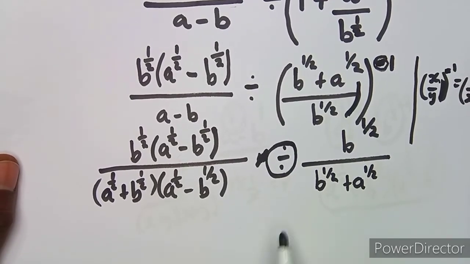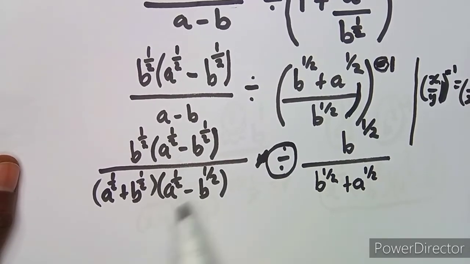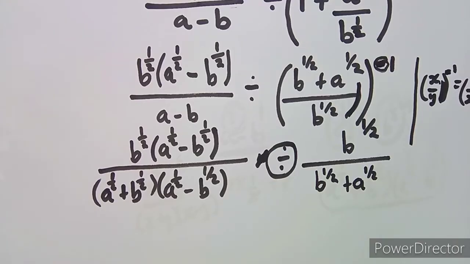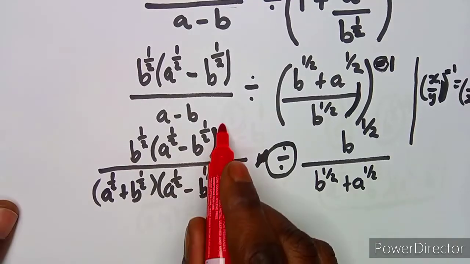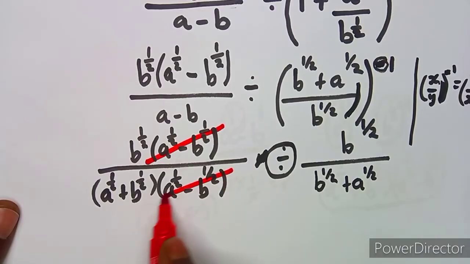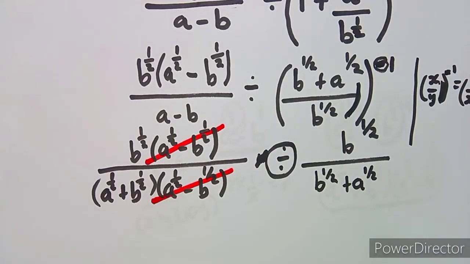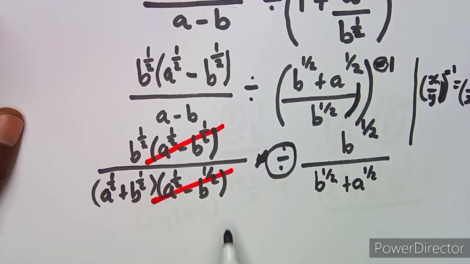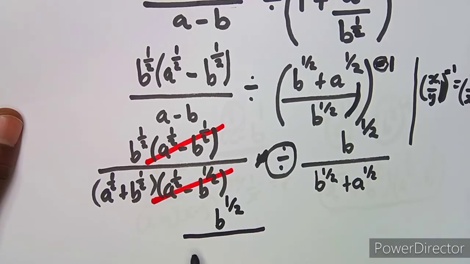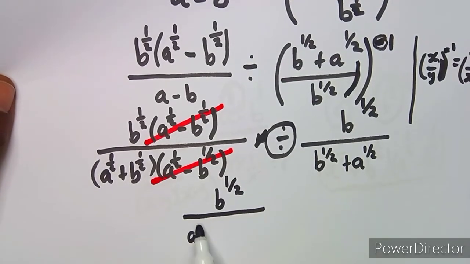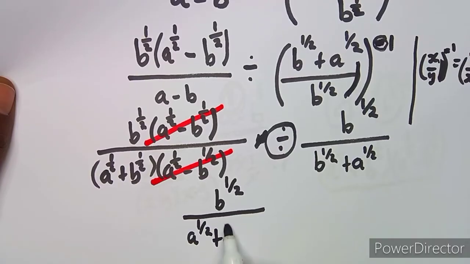But before we do that, maybe we can just cancel some of the things, because there's no need of rewriting these two, because we can see that these are already multiplying each other. So these can cancel each other. There's no need for us to keep on rewriting these. Okay, but these ones, we just rewrite as they are: b to the exponent of half over a to the exponent of a half plus b to the exponent of a half.